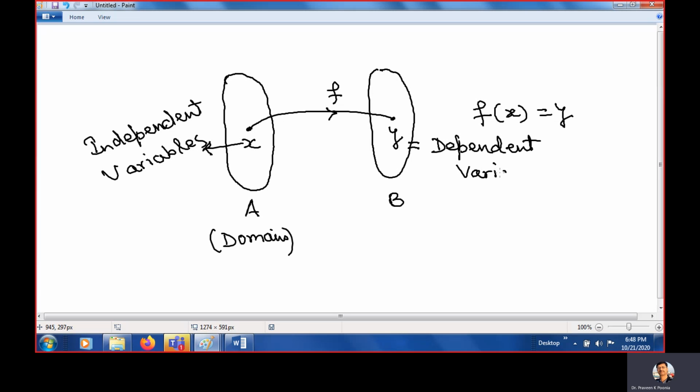Please learn these. This is the independent variable, this is the dependent variable, and this is the codomain. The set B is the codomain set. Clear? So here you need to remember that this set is named as the domain set, and this is named as the codomain set. They are connected through a function F. The values defined in the domain set are named as independent variables, while the variable defined in the codomain set is named as the dependent variable. These are the things we have discussed in this lecture.